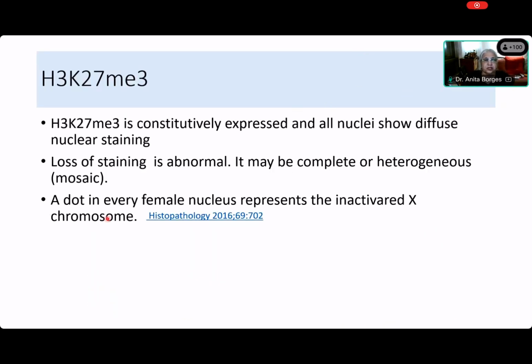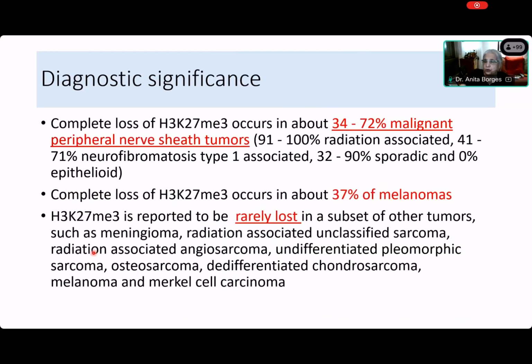Okay, but something interesting. H3K27ME3 is expressed on the X chromosome. Okay, so a dot in every female nucleus represents the inactivated X chromosome. It's like a Barr body, and if you're interested, go and look up what is a Barr body. Okay, so what is the diagnostic significance? I told you that it is lost in up to 72% of malignant peripheral nerve sheath tumors. There's complete loss in about 37% of melanomas. It is rarely lost in some other subset, which we don't need to know.